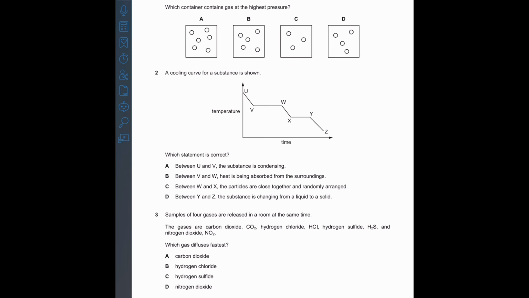Question number 1 asks which container contains the gas at the highest pressure. Now recall, what does pressure mean for a gas? Pressure for a gas means the particles bumping onto the wall of the container. So if we have more particles, more pressure. That means the answer is A because A has the most particles in it.